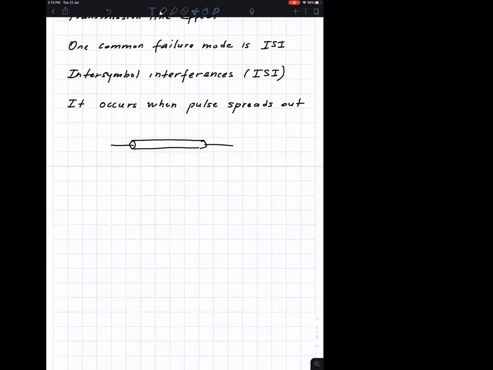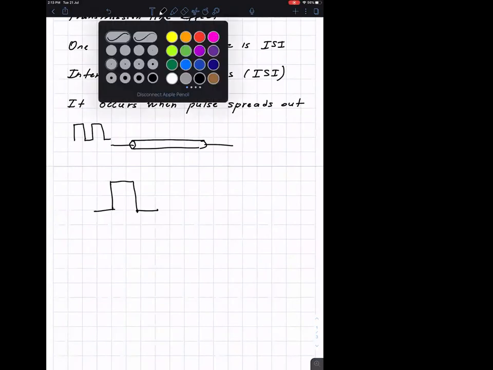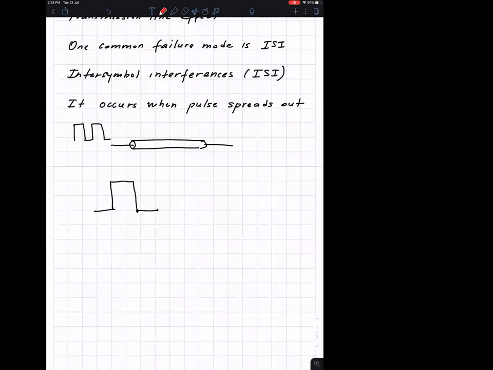On this side, you're sending a pulse. Okay, by the way, guys, this is a pulse. Ideally the pulse looks like this. This is the ideal pulse. But in real life, the pulse will have some rise time. It will take some time to rise, and then there's also a fall time.